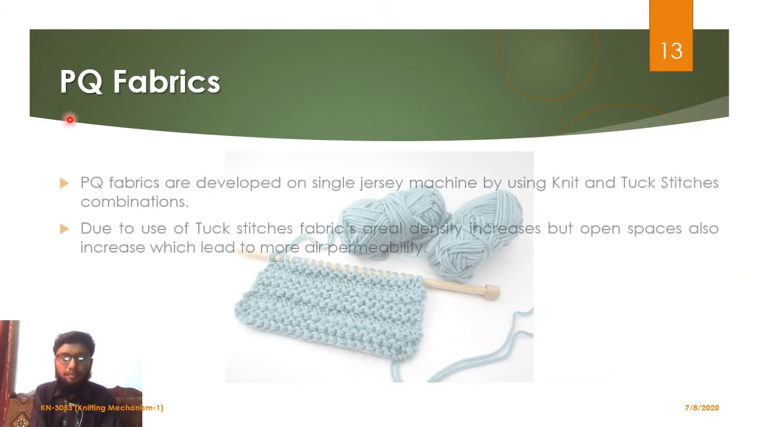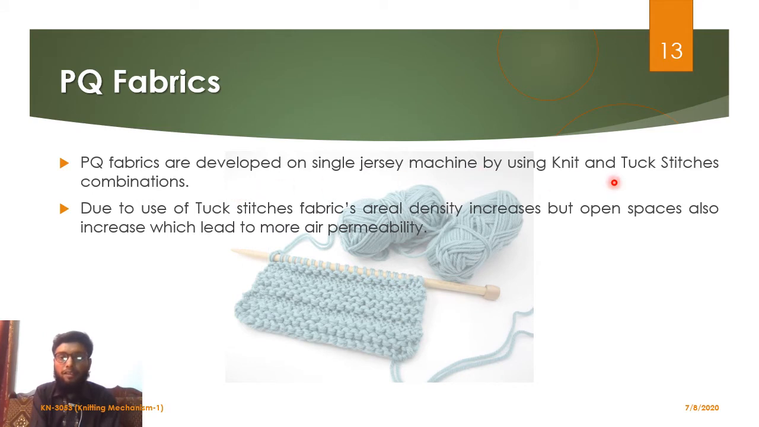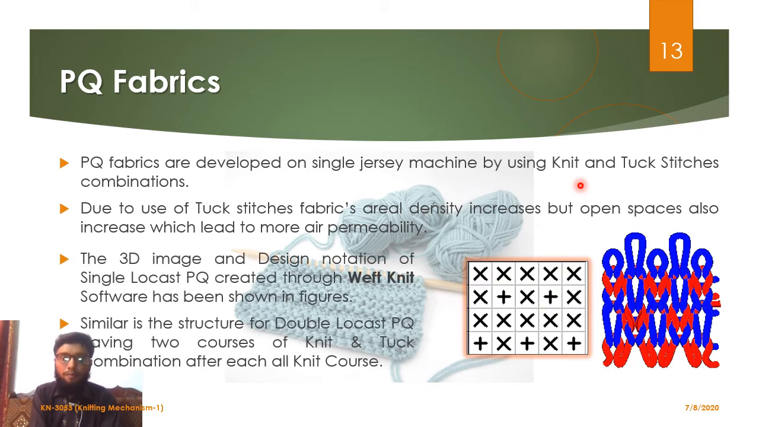PK fabrics. These fabrics are formed by using a combination of knit and tuck stitches, often named single cast PK or double cast PK. Due to tuck stitches, the fabric's areal density increases, but open spaces are also introduced, making the fabric air permeable. Here is a 3D image of single cast PK fabric and a design version of single cast PK fabrics developed on WefKnit software.